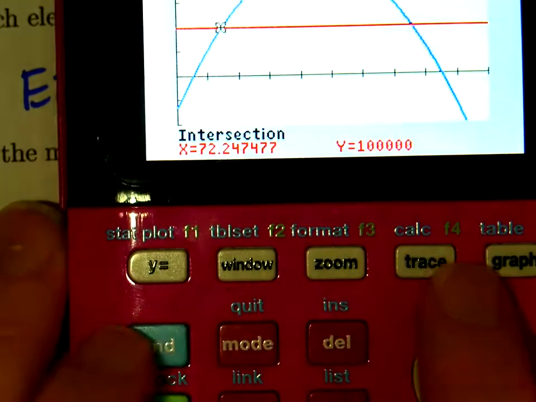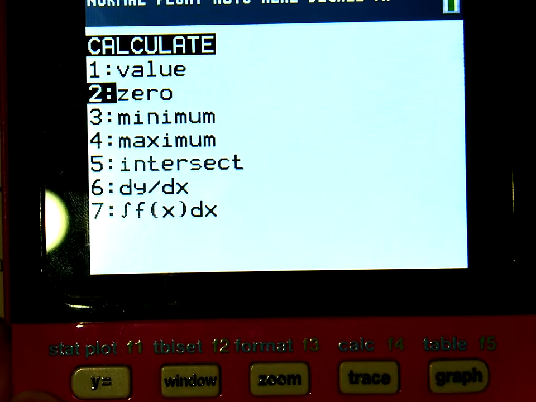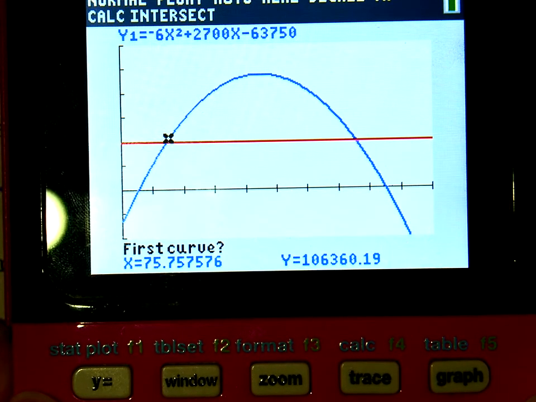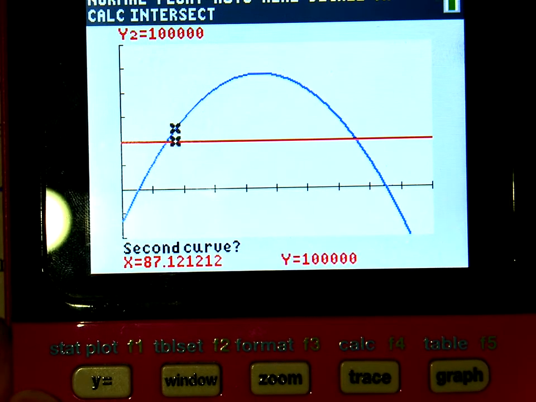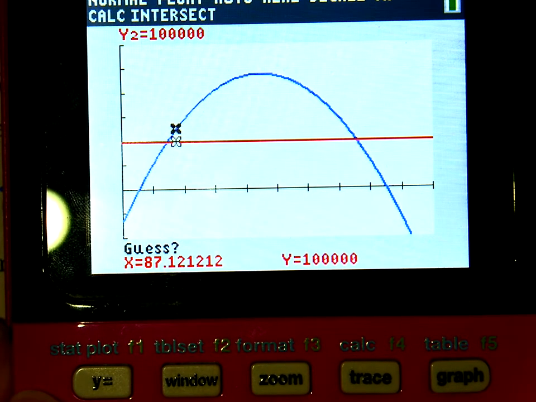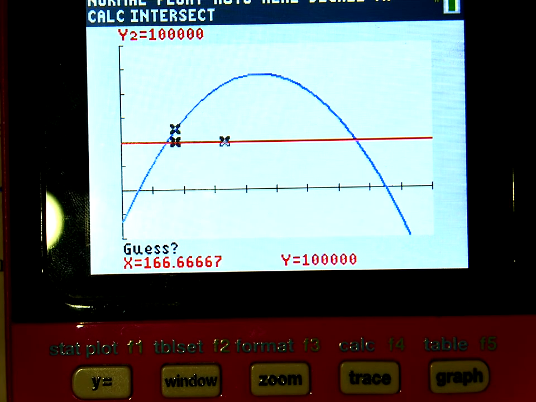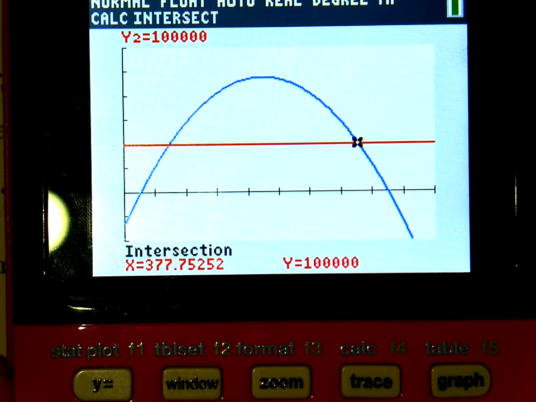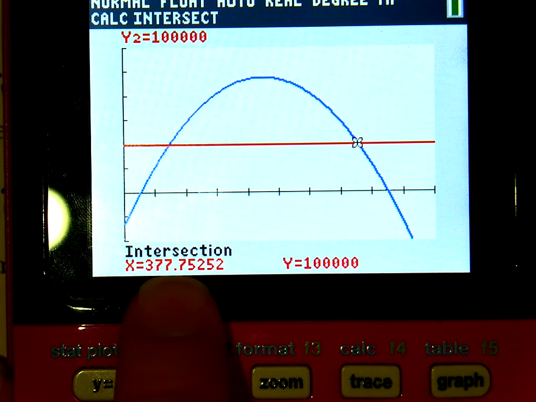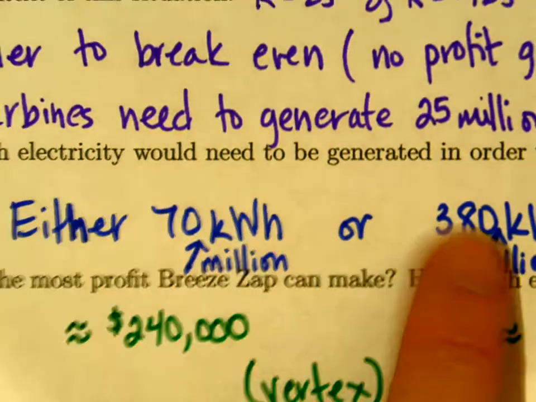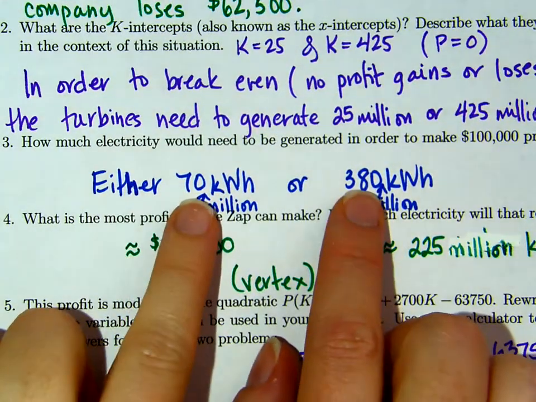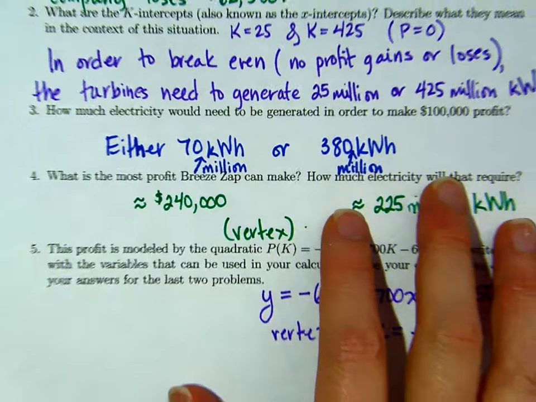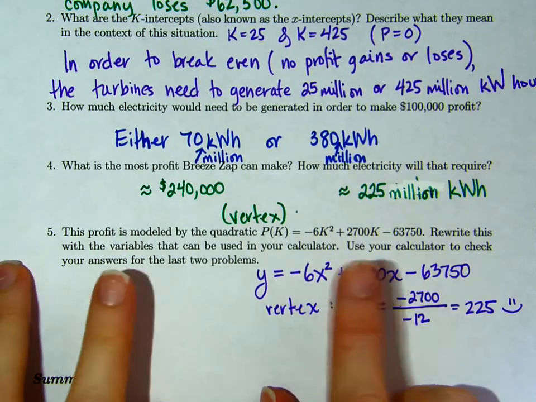Okay, let's do it again. Let's go second calculate, and let's find that other intersection. Okay, first curve blue, second curve red, and the guess. Now I need to go all the way over here. Enter. Okay, 377.75 million kilowatt hours. And we had picked 380 and 70. We were very close. We weren't perfect, but we were pretty darn close.